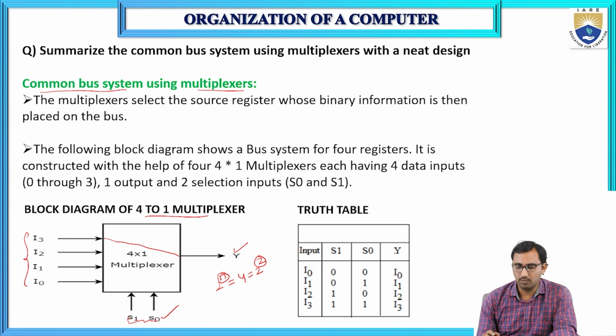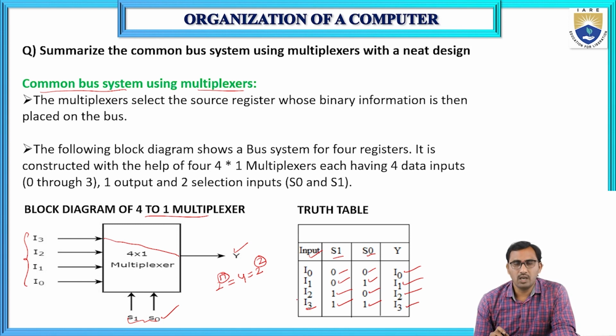This is the truth table, with inputs I0 to I3 and the selection lines S0, S1. When my selection lines are 0, 0, the input I0 will be connected to the output. When they are 0, 1, I1 will be connected to the output. When they are 1, 0, I2 will be connected to the output. When they are 1, 1, I3 will be connected to the output.